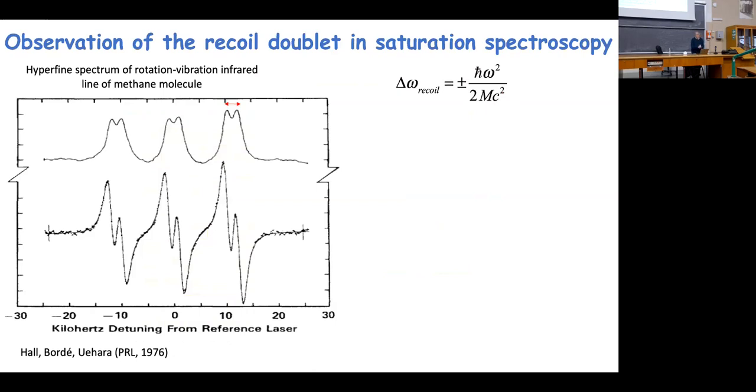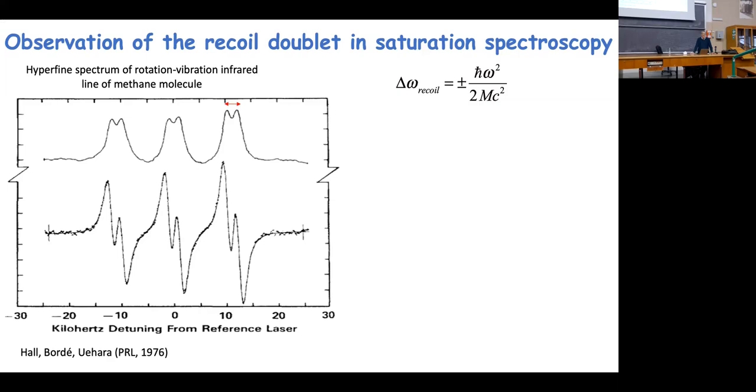I would like to finish this part of the lecture by coming back to a point that I mentioned before without describing any experiment so far, which is the recoil shift. I told you that the recoil shift is about 1 part in the 10 to the 11, and it gives rise to a doublet. And this is the first observation of the recoil shift. It was made in 1976, at a time when tunable lasers were not so common, and the spectroscopy relied on coincidences.